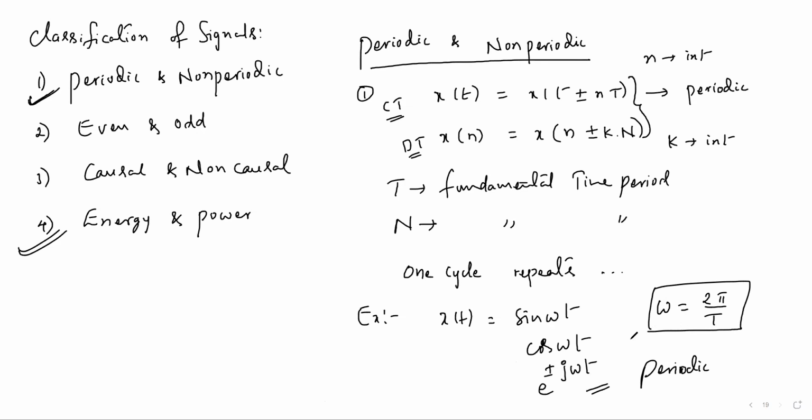Here, finding the time period of a given signal is a very important task for us. So let us see some example problems for time period calculation. First signal: if x of t is equal to 20 sin 100 pi t, find the time period of this signal.